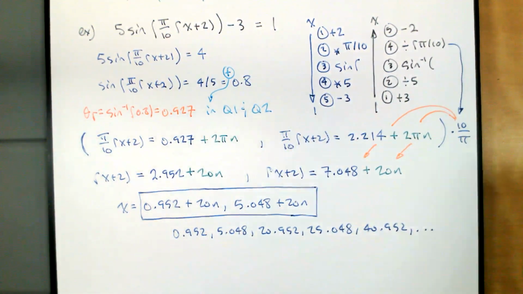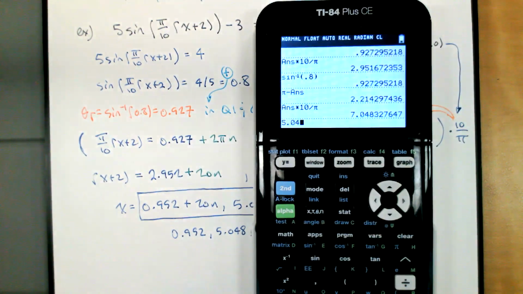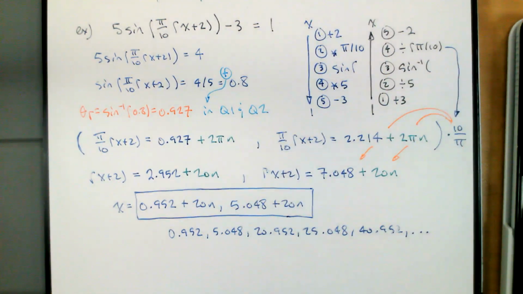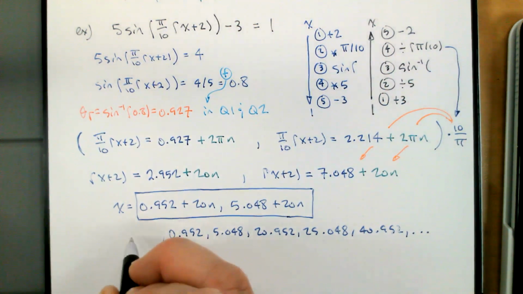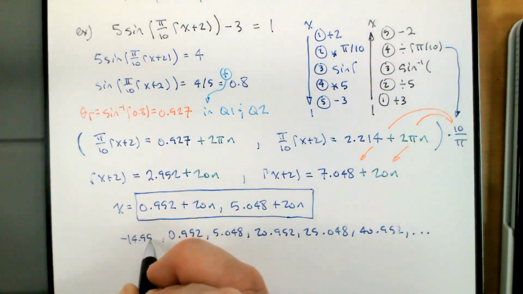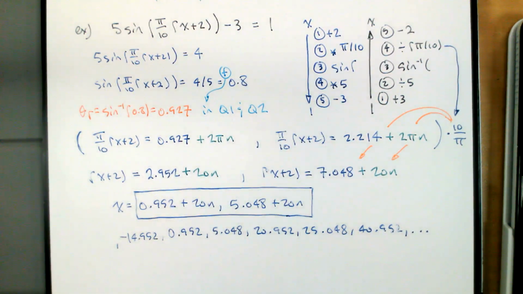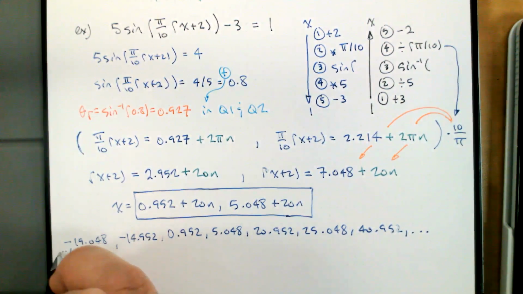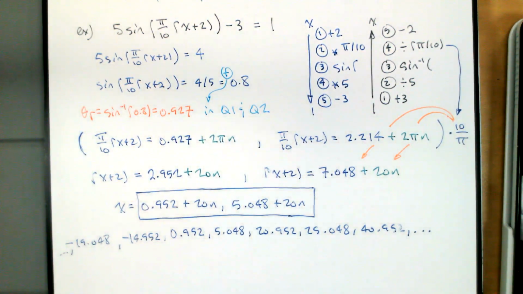We could also take the 5.048 and subtract 20. So go make the circles go the other way, and we'll have negative 14.952. And then the 20 minus the 0.952 is negative 19.048. Because of the shape of our function, we knew we were going to have infinitely many solutions.